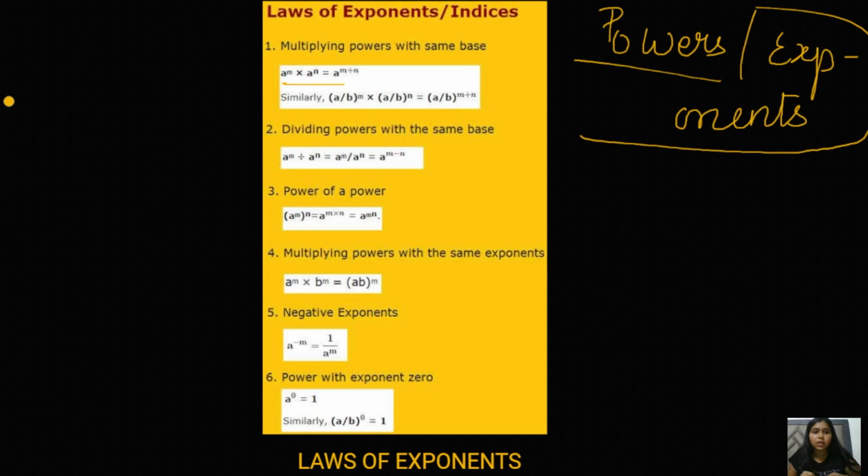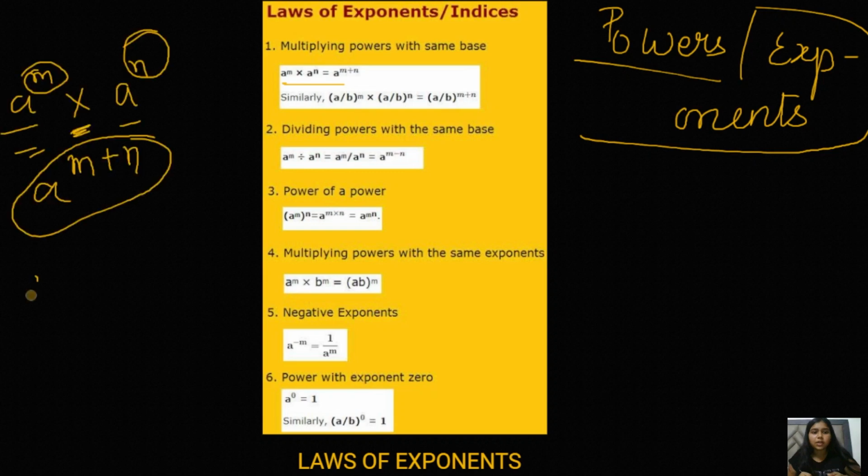In the same case, if we have the same base and different powers, but in the case of division, then the base will remain the same, but the powers will be subtracted from each other. These are the two. Now the power of a power: if we have a base with a particular power and that too with another power, then we just multiply both the powers like this.